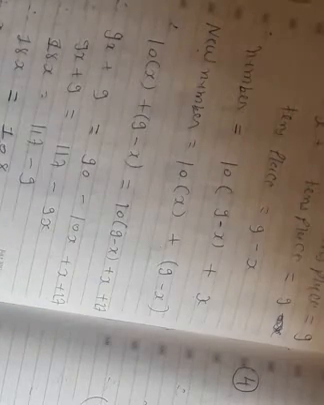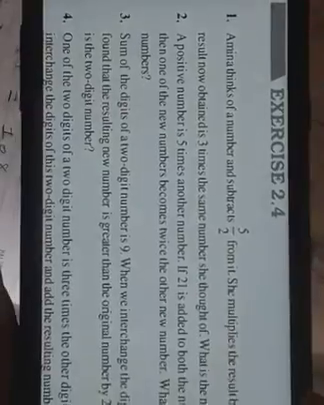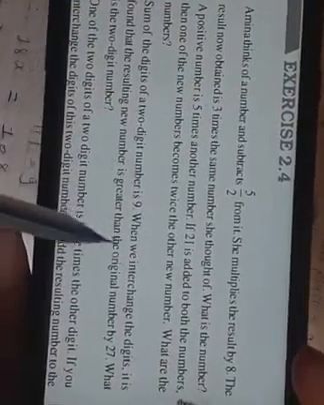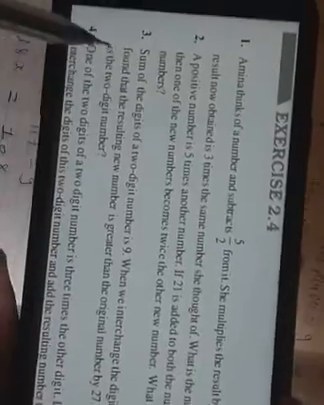Now what we have is the other condition: when we interchange the digits, it is found that the resulting new number is greater than the original number by 27. This means the new number will be the bigger one. By interchanging the digits, for example, 45 becomes 54. So 5 will be here and 4 will be here. We take the tens digit to the unit place and the unit digit to the tens place. That is how we get the new number.